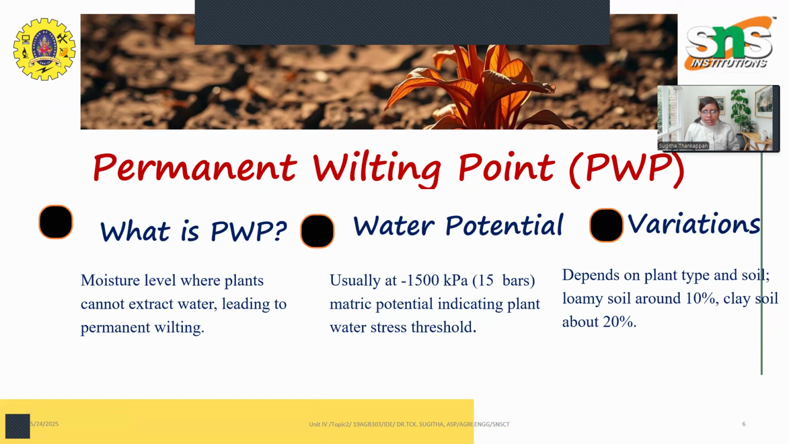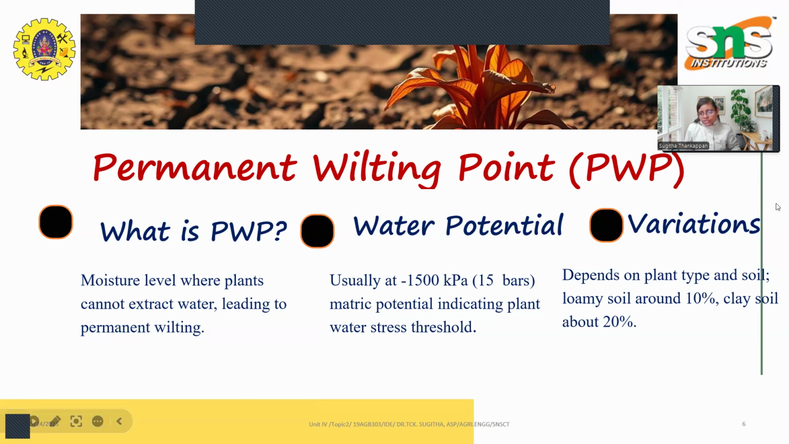Then the second concept is permanent wilting point, PWP. So what is PWP? This is the moisture level where the plants cannot extract water. At this point, even if the plant requires water, it cannot obtain even a drop of water, which leads to permanent wilting, or the plant will permanently die. This occurs in places where drought episodes occur. Usually the water potential here is minus 1500 kilopascal, that is 15 bars, matric potential indicating the plant is under water deficit. Beyond this level, you cannot recover the plant.